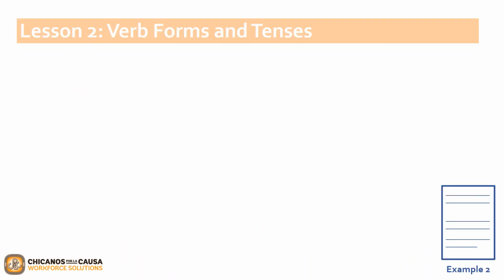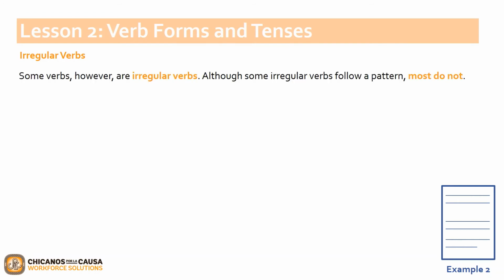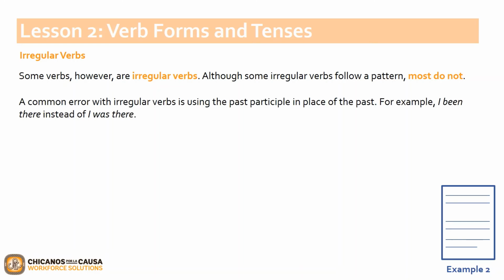Irregular verbs. Most verbs are regular verbs. Their past and participle forms follow the same pattern. Some verbs, however, are irregular verbs. Although some irregular verbs follow a pattern, most do not. A common error with irregular verbs is using the past participle in place of the past. For example, "I've been there" instead of "I was there."